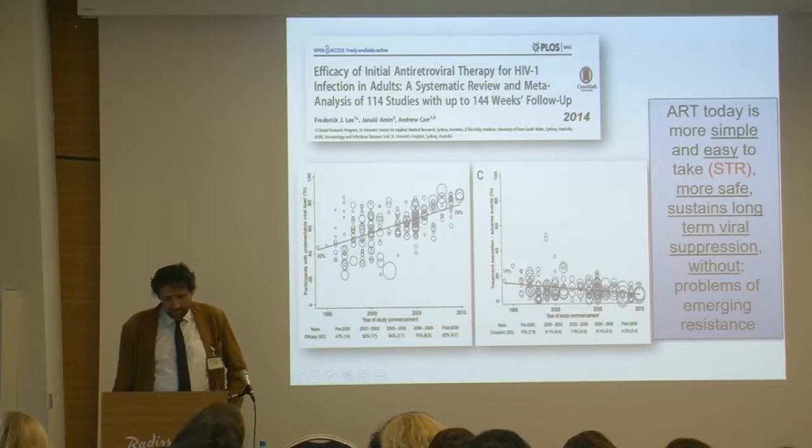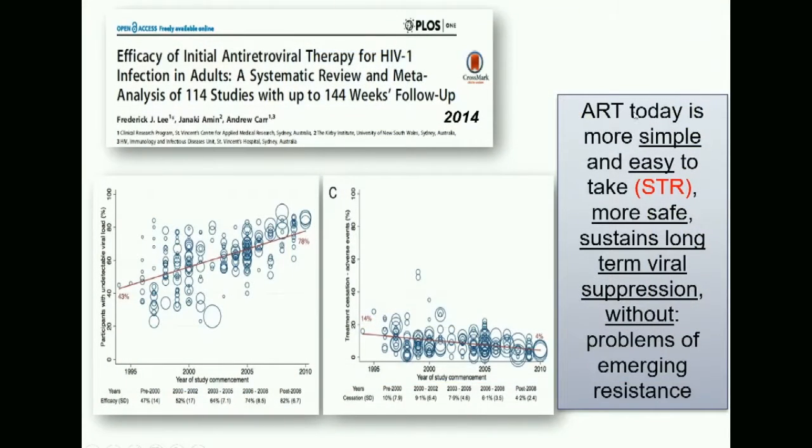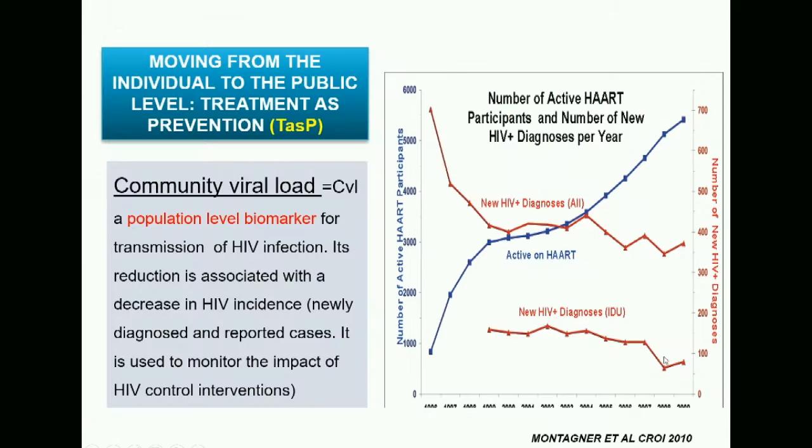So today, ART, antiretroviral treatment, a highly active antiretroviral treatment, is more simple and easy. Mostly we treat with STR, single tablet regimen. They are more safe, sustains long-term viral suppression without problems of emerging resistance. So now we are moving from individual to the public level. Very important, treatment as prevention.